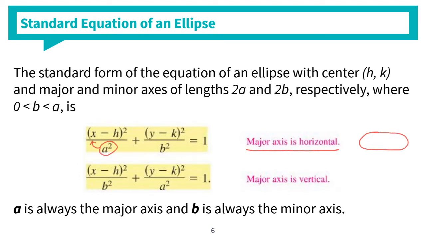under the x parentheses. And the x tells us that we are on the horizontal axis. So the fact that there's a connection between the major axis being horizontal and x being above the a value is not a coincidence. So the a value is always going to be the larger of the two denominators. So b will always be the smaller one.